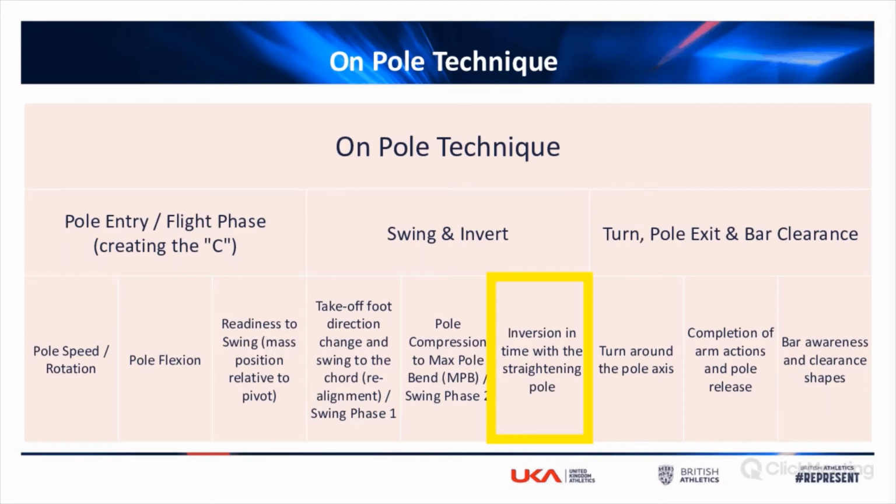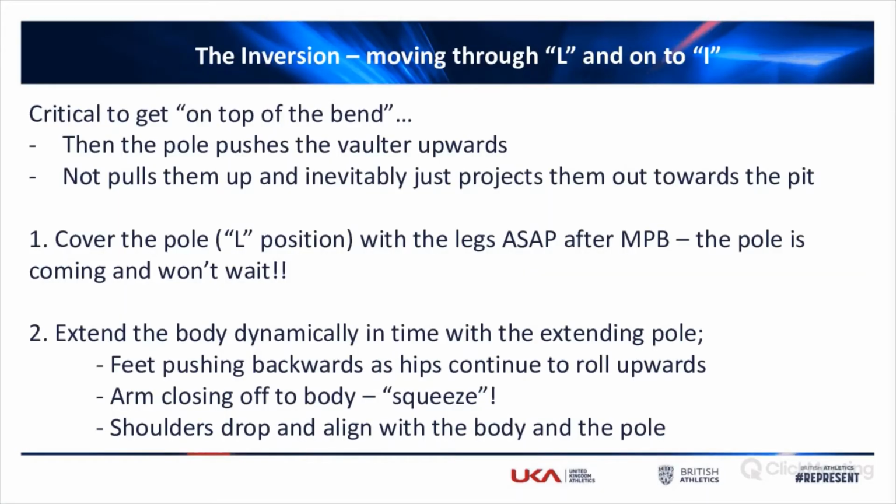So once the pole is at maximum pole bend, it's then going to start to recoil and start to straighten again. And the athlete then has to try and time up with that recoiling pole. And that's where their inversion starts. So it's, for me, absolutely essential that before the pole really starts to rocket and take off and gather velocity, the athlete gets on top of the bend.